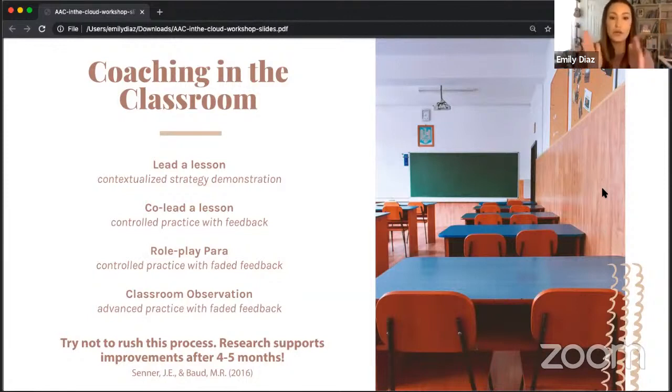And I'm going to show you how this book is tied into the research on this slide here. The strategies that you see on this screen come from a study done by Jill Senner and Matt Baud, and it's called The Use of an 8-Step Instructional Model to Train School Staff in Partner Augmented Input. If you haven't read it, highly recommend. It is probably the basis and foundation of the staff buy-in that I get.